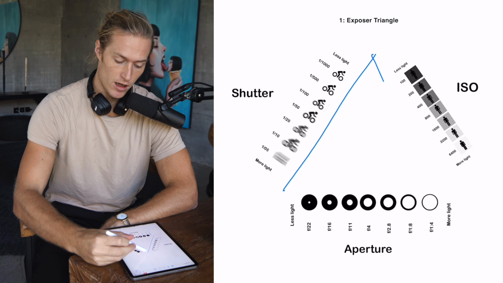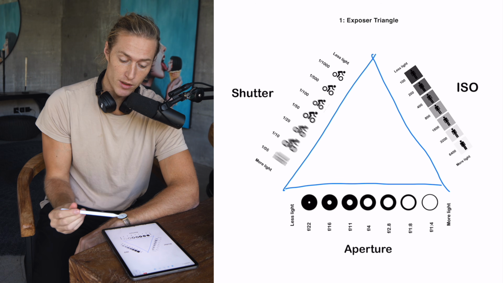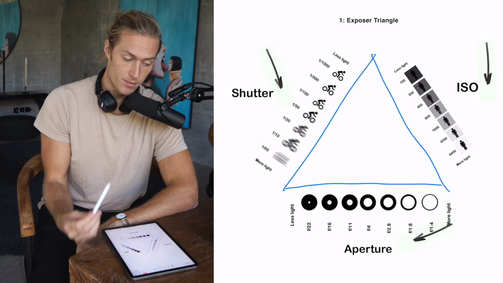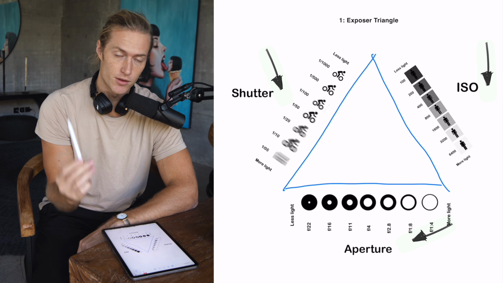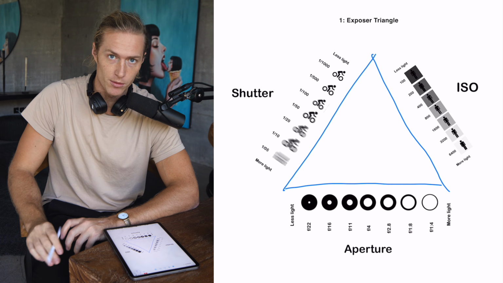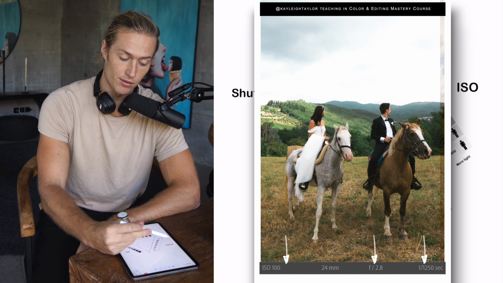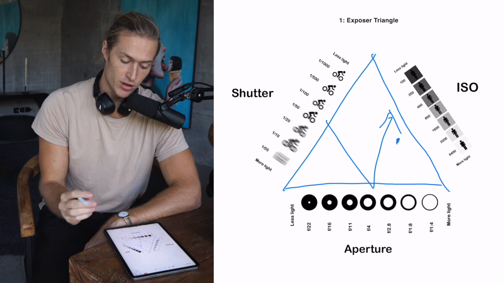Okay, so the very first thing is the exposure triangle. So we've got shutter speed, we've got ISO, and we've got aperture. These are the three tools your camera uses to expose light hitting the sensor of your camera. So only three tools. It's a balancing act between these three tools to get the correct exposure in your image.